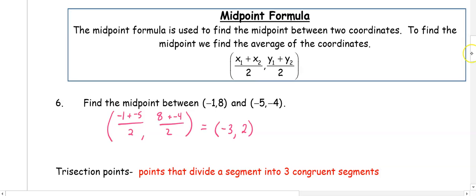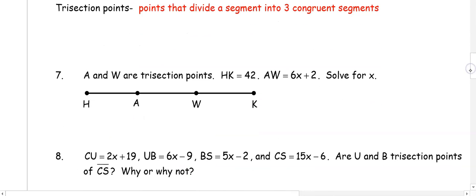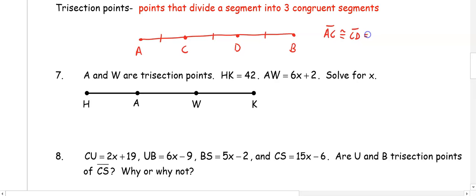So moving from a bisector or midpoint to trisection points, these are points that divide a segment into 3 congruent parts. So in a trisection, we would have a large segment, A and B, and then we'd have 2 points that are really dividing this line into thirds. So all of these pieces would be congruent. So AC would be congruent to CD, which would be congruent to DB.